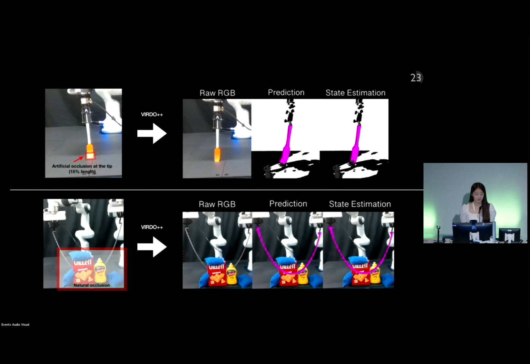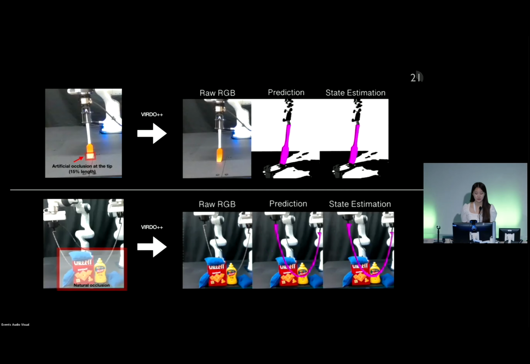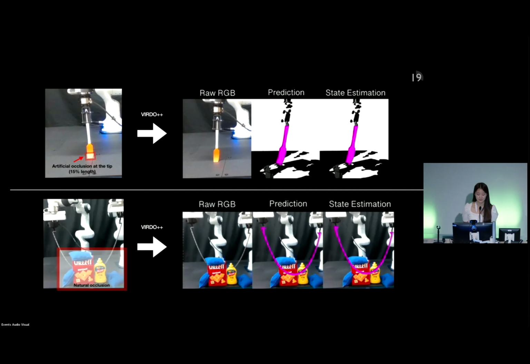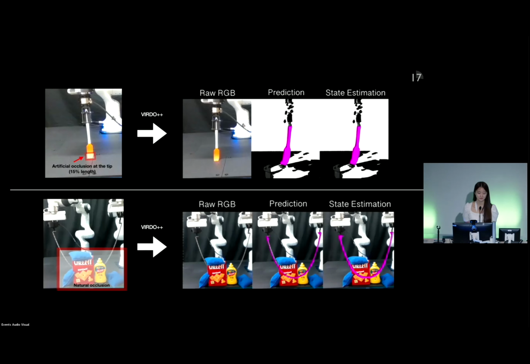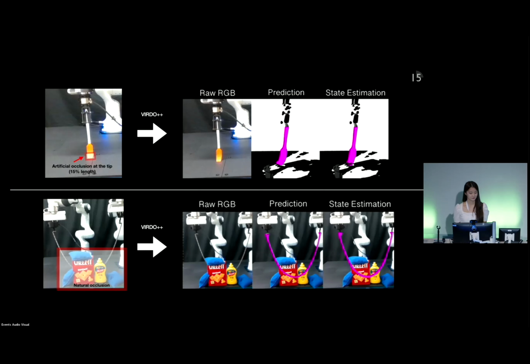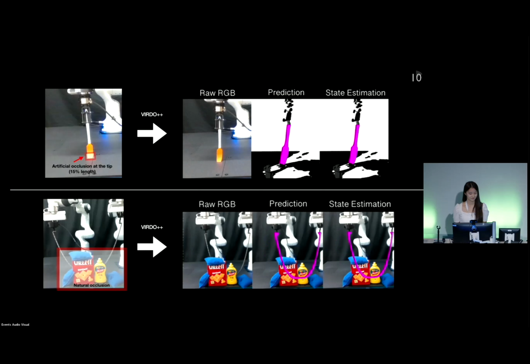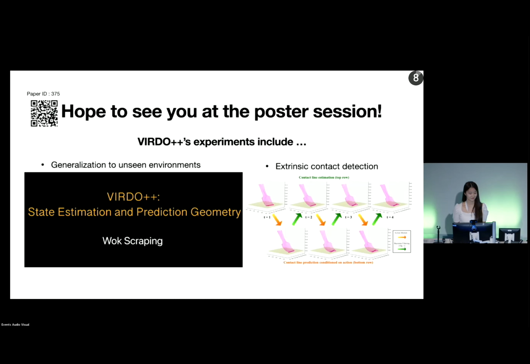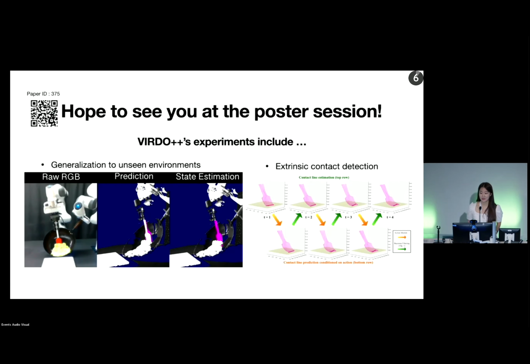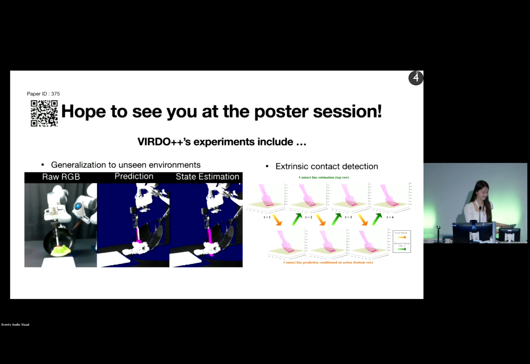In this work, we analyze Verda++ on two real-world tasks, which are spatula and bike chain manipulation. I hope to see you all at the poster session. Thank you.